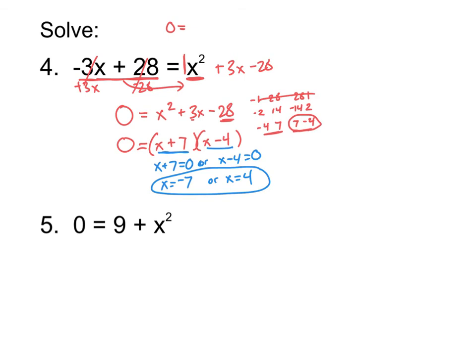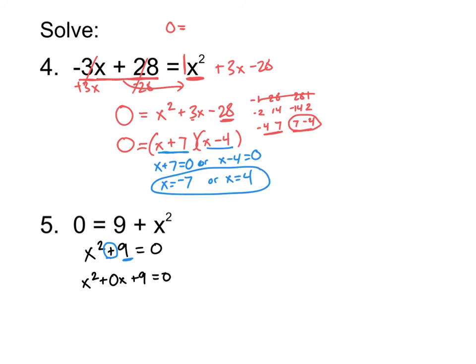Number 5, this one on here. Maybe you don't like the order it's written in, so feel free to change it: x squared plus 9 equals 0. Now, I mentioned the difference of two squares, but notice that this has a plus sign, which means I can't use the difference of two squares. In this case, what are the factors of 9? Think about it, I have to add up to 0. x squared plus 0x plus 9 is equal to 0.